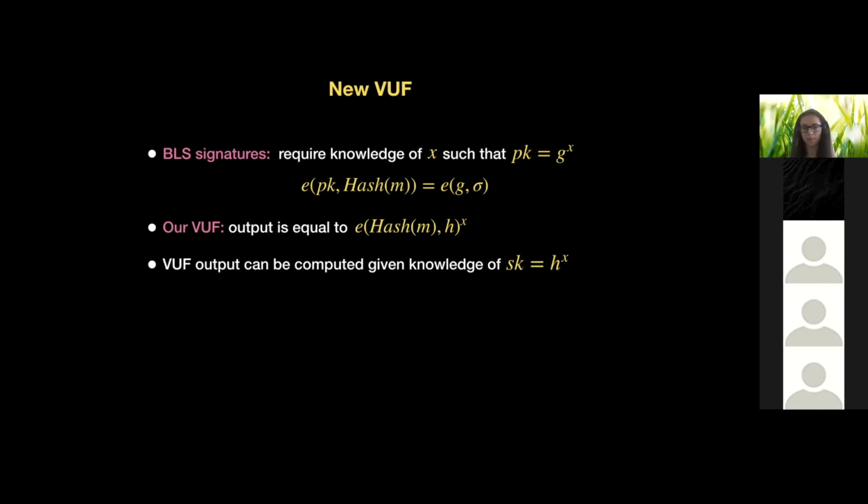We can't do this, but what we can give is knowledge of a second generator, h, to the power of x. And this would be in a type 3 bilinear group. So the first source group is not equal to the second source group, which most pairings used in modern systems are like this because they're more efficient that way. So for our VUF, the output that we are interested in is the pairing of the hashed message with the secret key, which is equal to e(hash of m, h to the power of x). And notice here that the hashed message is lying in the same group as the public key.